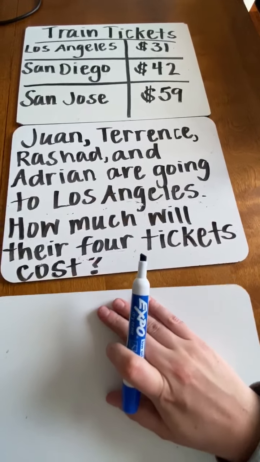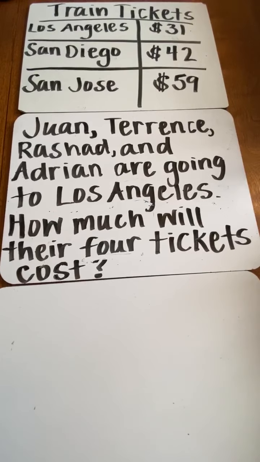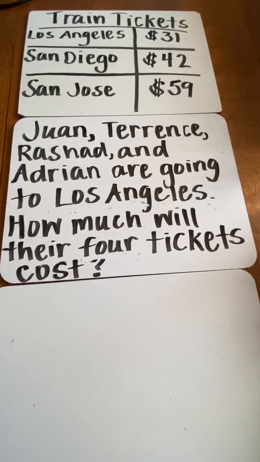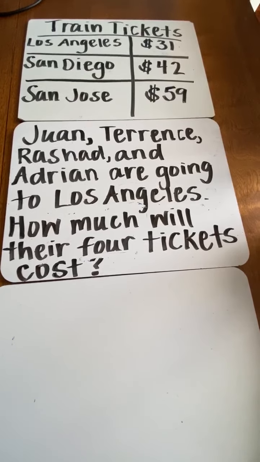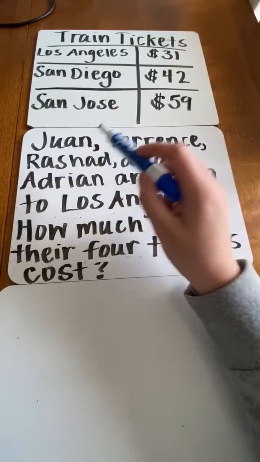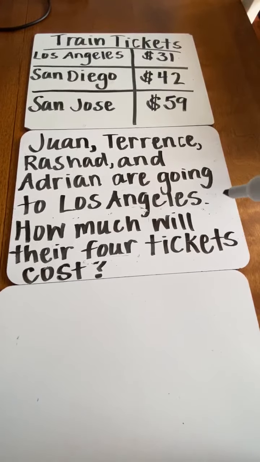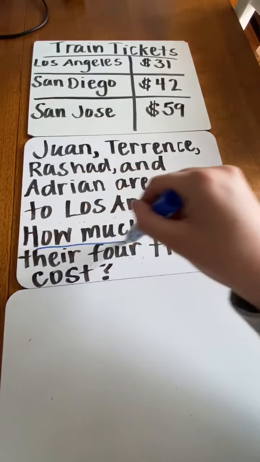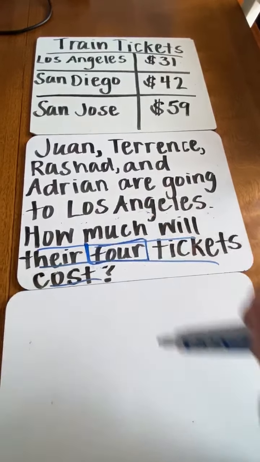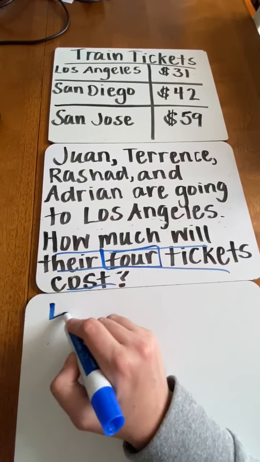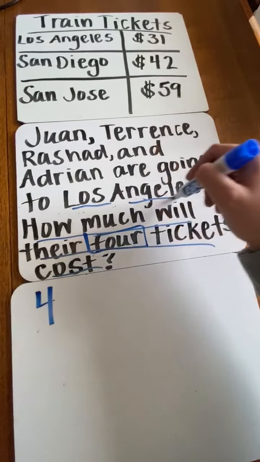Our first problem reads, Juan, Terrence, Rashad, and Adrian are going to Los Angeles. How much will their 4 tickets cost? Okay, so I have my 4 friends, right? Juan, Terrence, Rashad, and Adrian. They're all going to Los Angeles. My question is asking me, how much will their 4 tickets cost? So there's 4 tickets, 4 friends. So I know I'm going to need to start with number 4. And they're going to Los Angeles.